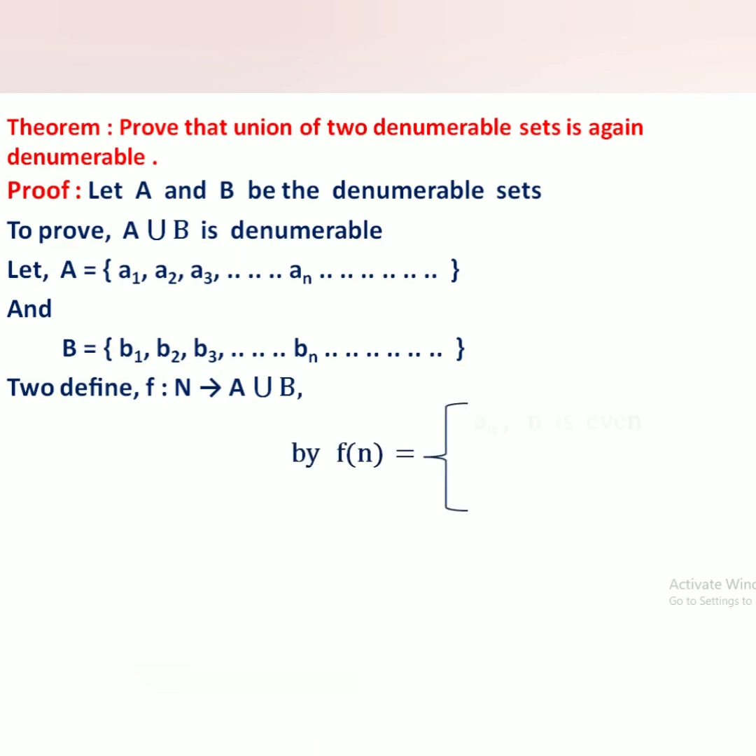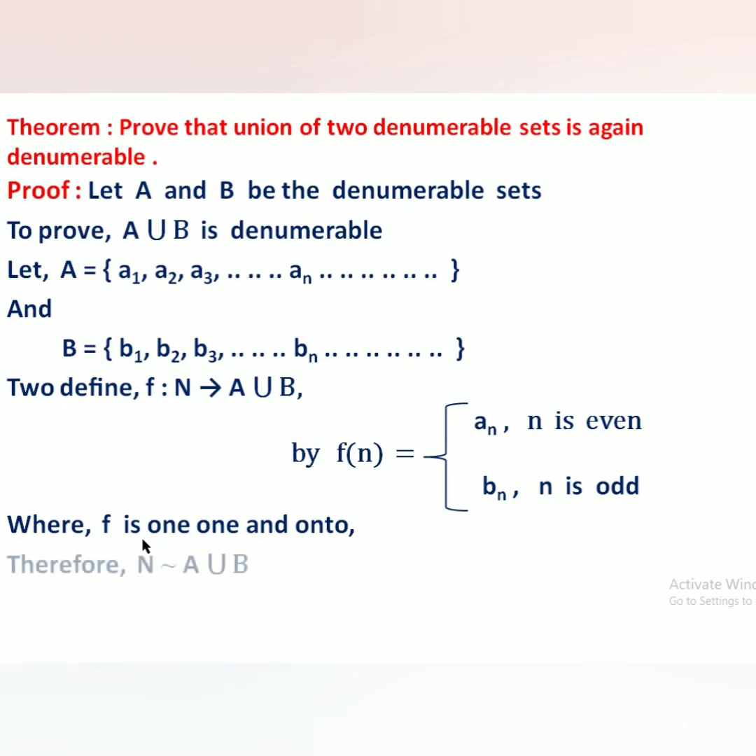to either An when n is even or Bn when n is odd. So it contains both the An and Bn terms, therefore F is one-one and therefore A union B is denumerable. It is the proof of the theorem: union of two denumerable sets is denumerable.